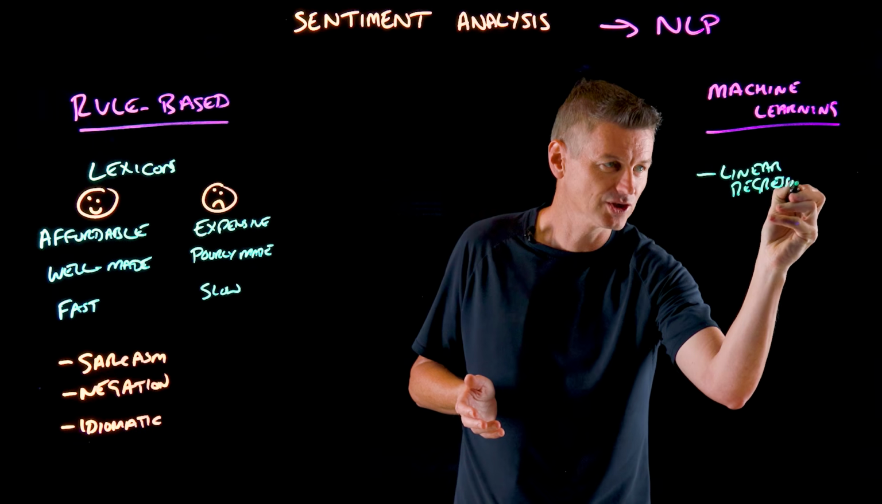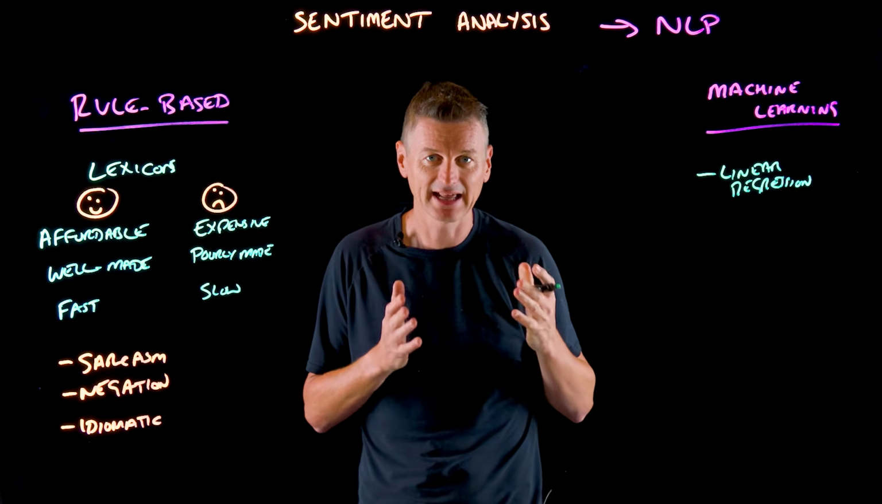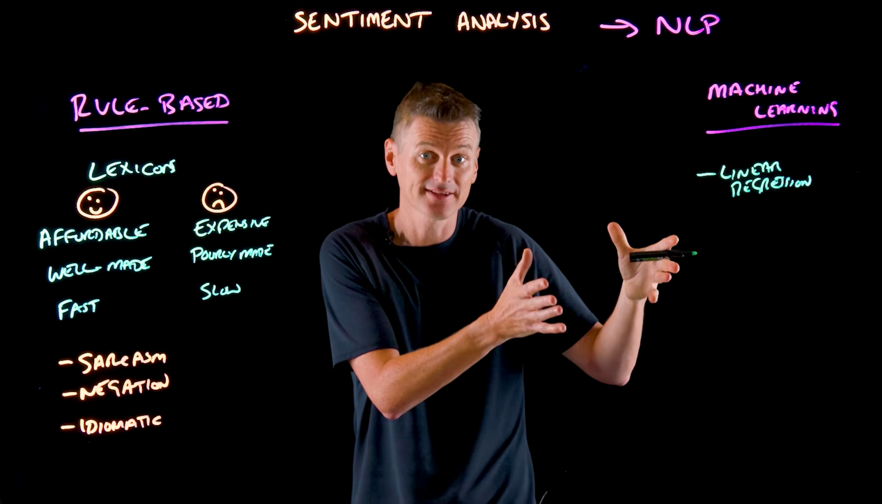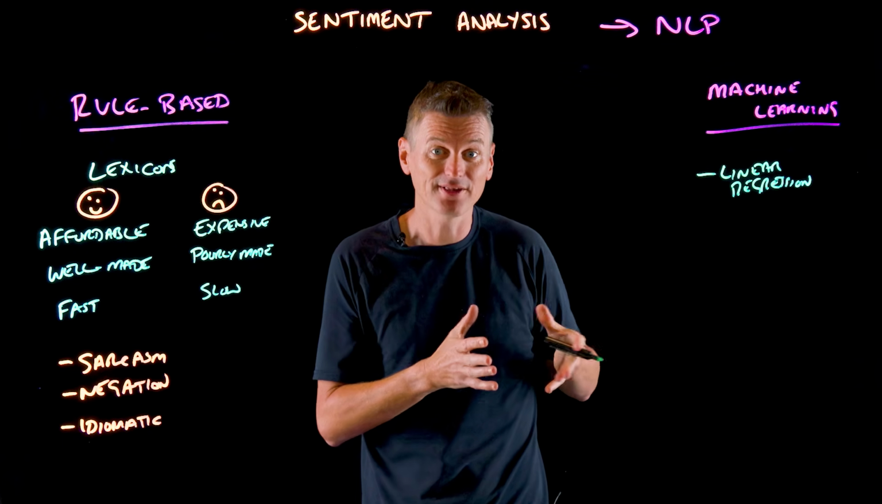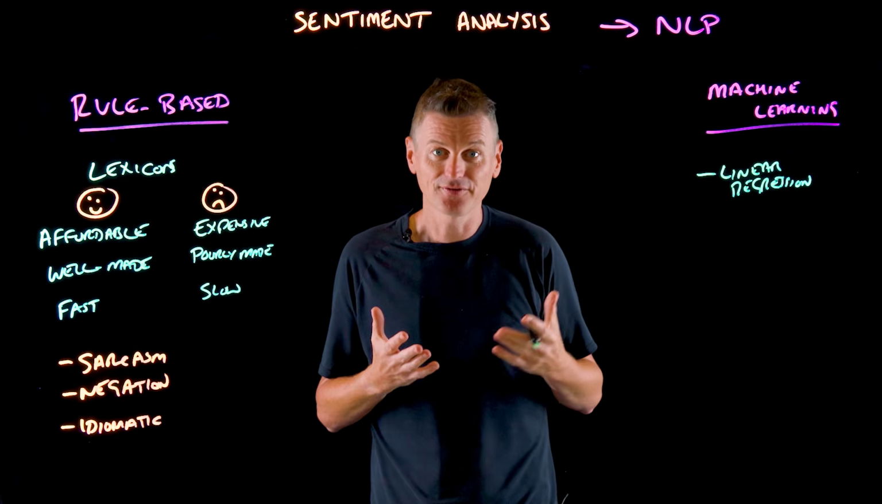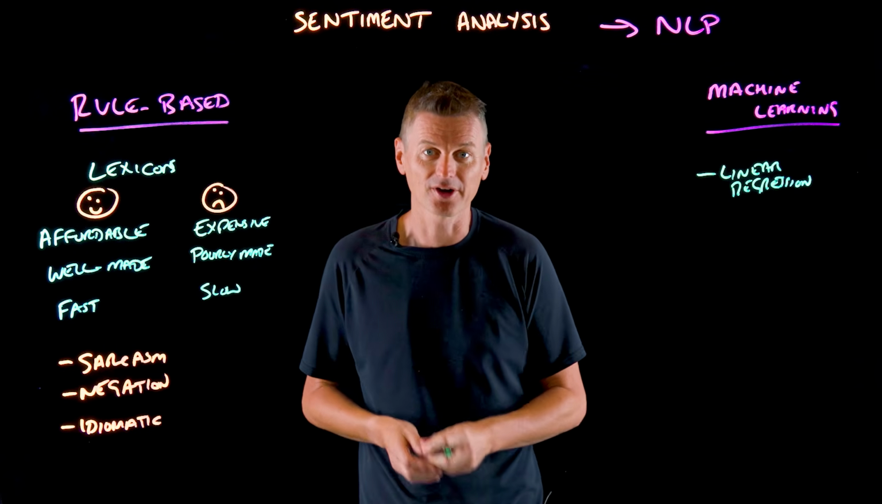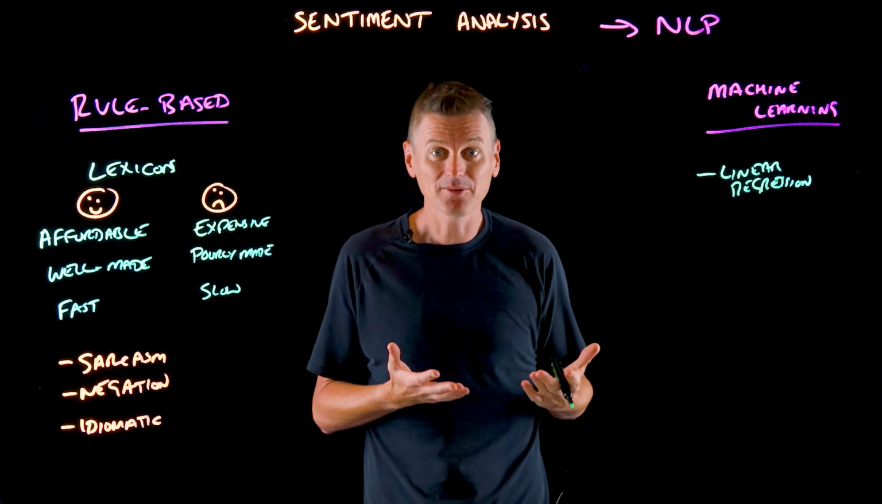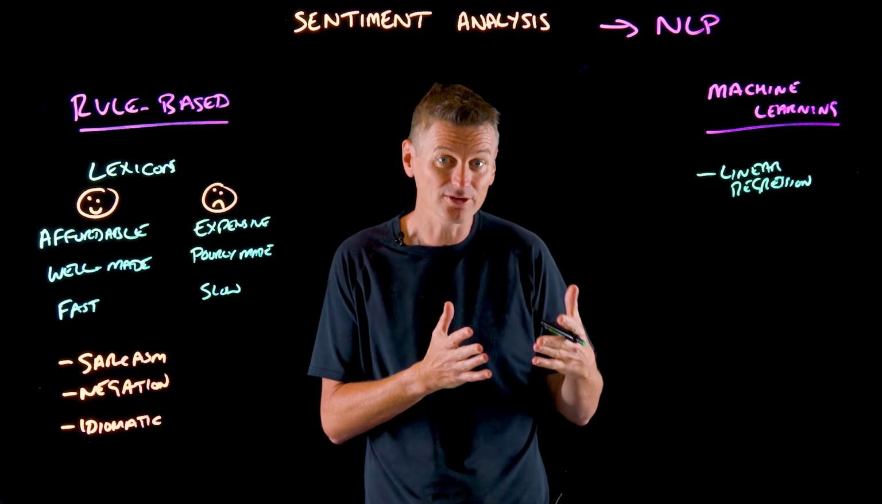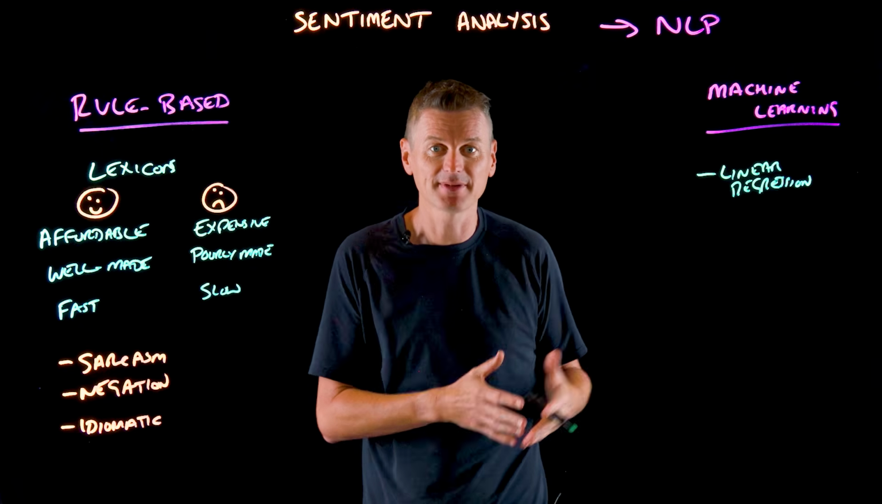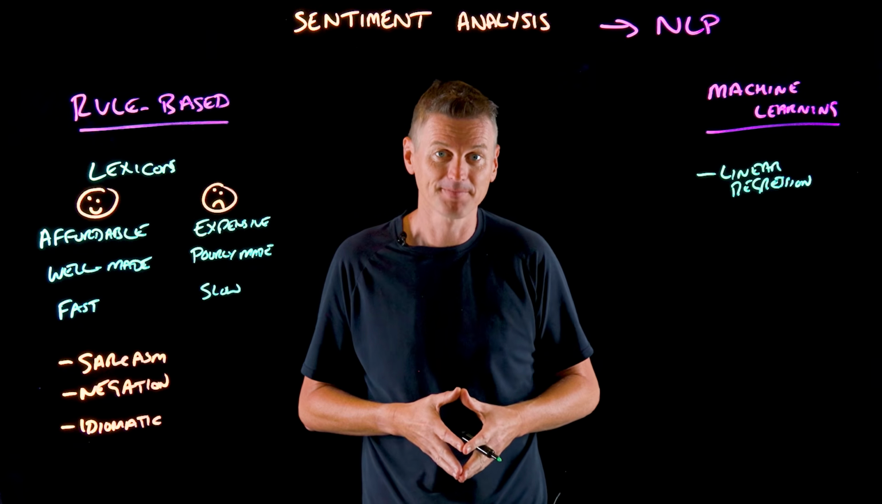And linear regression is a pretty common classification algorithm that, in this case, predicts a sentiment score based on various features in the text. So, for example, to determine the sentiment of product reviews, it considers the frequency of positive and negative words, but also the review length and specific emotive phrases.